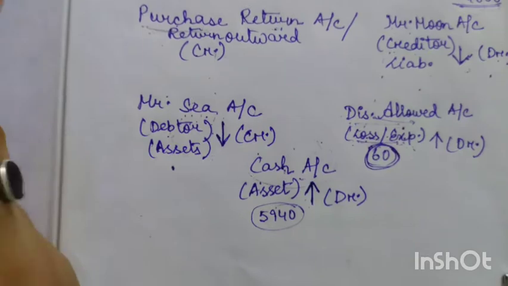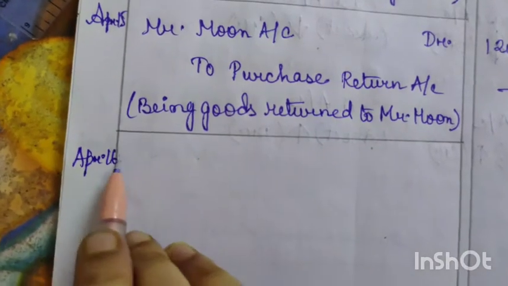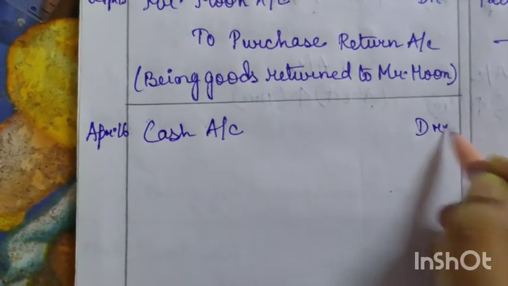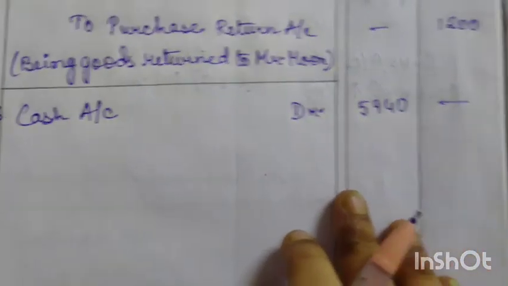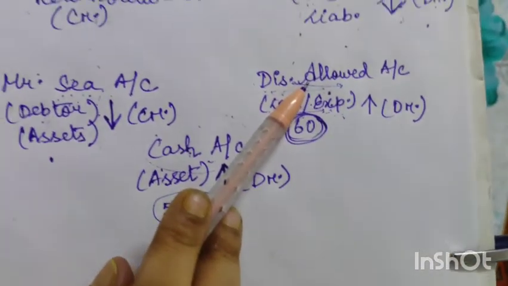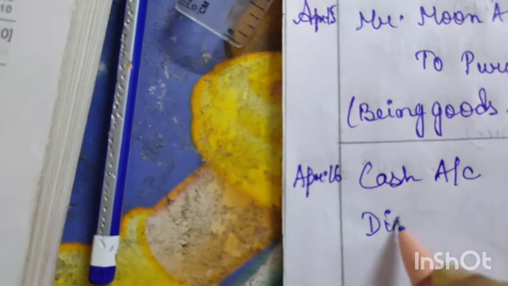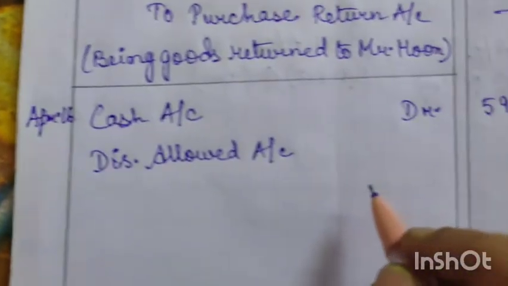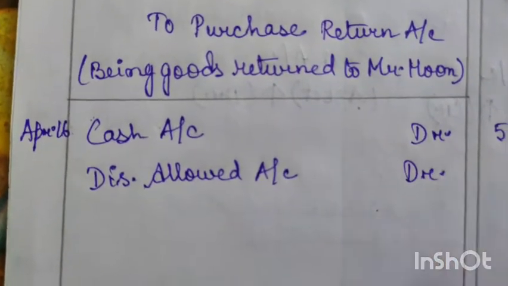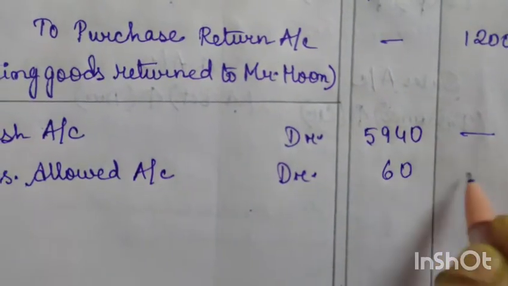Okay, so from here we come to the entry. On April 16 our entry will be: which account is debited? First we will debit the cash account. Cash account debited. We have received from him 5,940 in cash. Then what happened? We have allowed him discount. So we will open discount allowed account. Okay, discount allowed account debited 60 rupees, and in total, to whose account is credited?